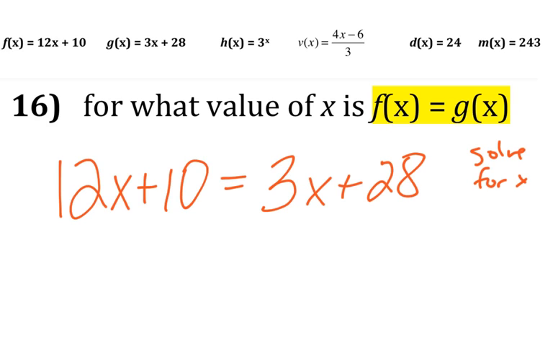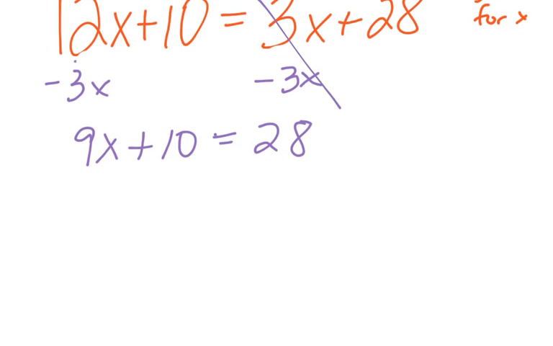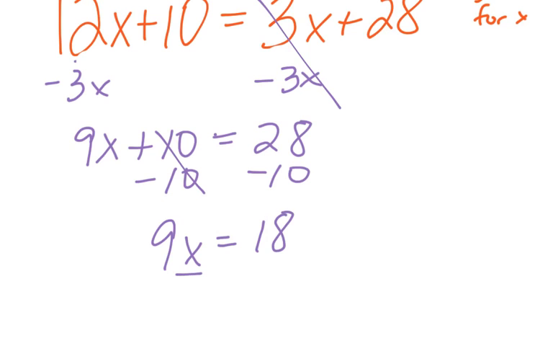So this is an example where we have variables on both sides. So we're just going to have our little family reunion. Where do you want the x's to be? I'm going to subtract 3x from both sides. Maybe I shouldn't have underlined it. It looks like division. We're going to be subtracting. And so that's going to be gone from there. 12x minus 3x is 9x. And then I'm going to subtract my 10. And then I'm going to divide by 9.